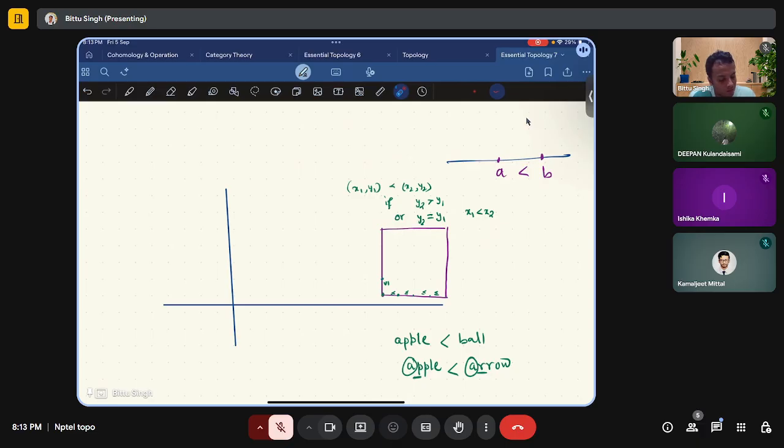First, maybe the better way will be like the other one. First, try with x1 and x2. If x1 is less than x2, then we define this inequality. Now if x1 equals x2, then we check y1 and y2, compare y1 and y2.